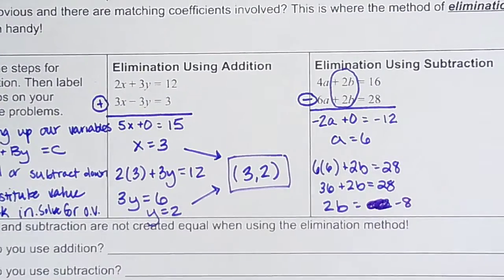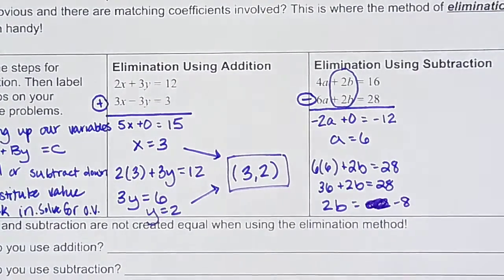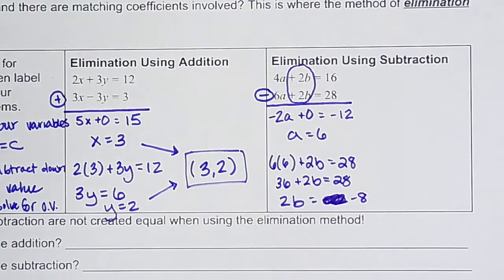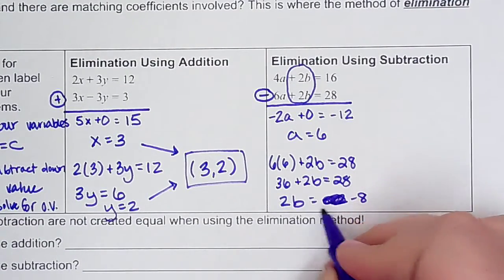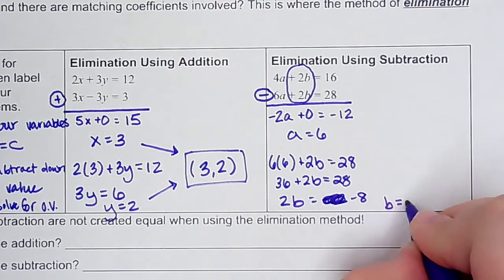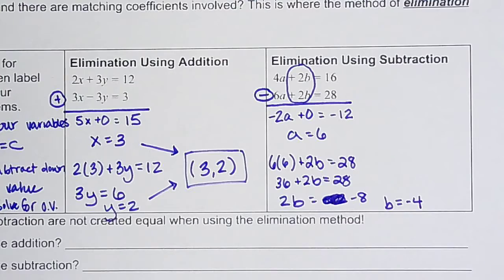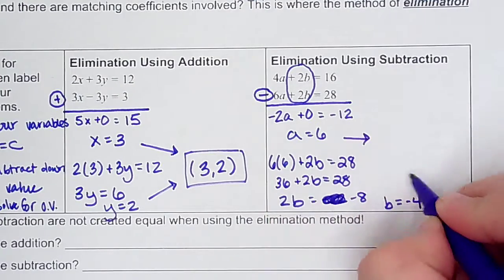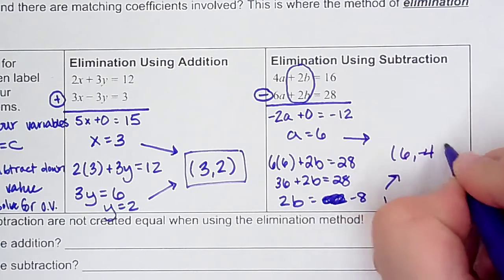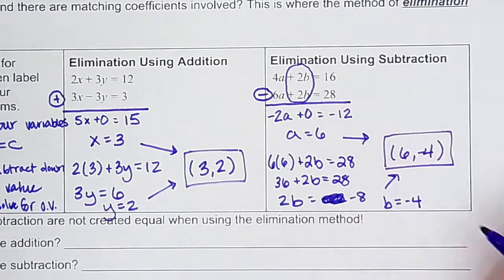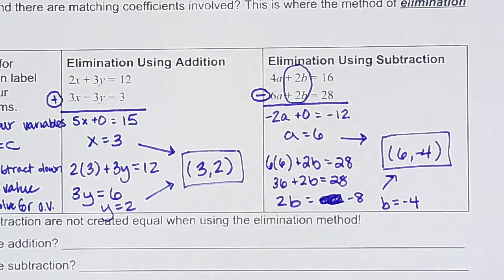That's why you gotta check Miss Bury at all times. She makes mistakes too, and that's okay. We learn from our mistakes. So 2b equals negative 8. We're going to divide both sides by 2. b equals negative 4. Put it in a neat little package. Check your answer by plugging both back in if you feel like it. But 6 and negative 4 is my answer.